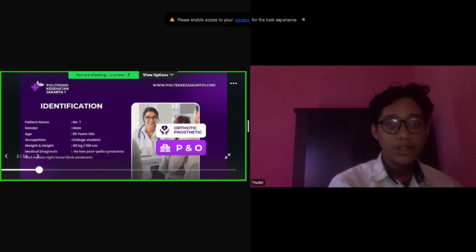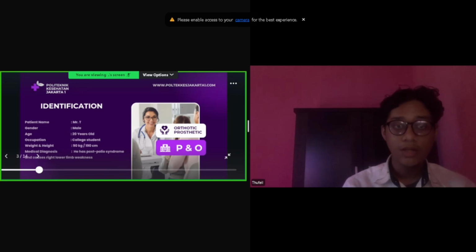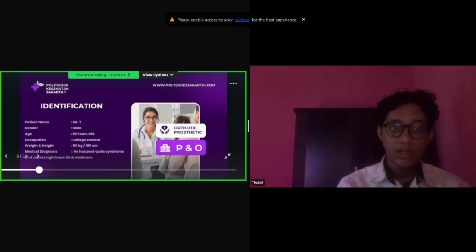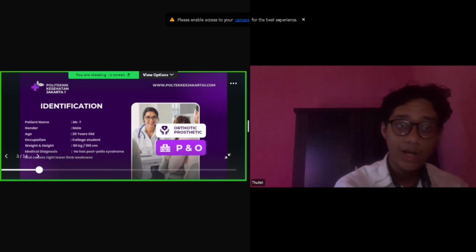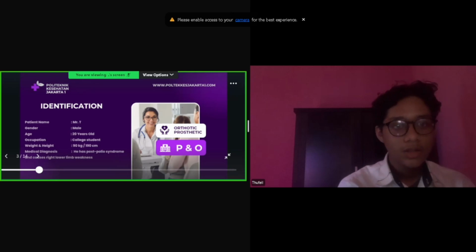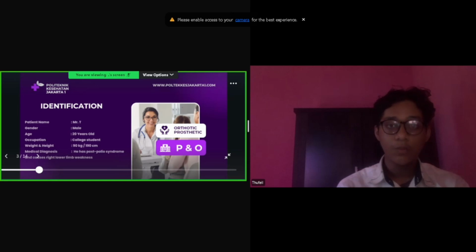And this is the identification that we get from the patient. For the first one, the patient name is Mr. T. For the gender, he is male. The age right now is 20 years old. For the occupation, he is a college student. His height is 190 centimeters, and the weight is 9 kilograms. For the medical diagnosis, he has post-polio syndrome and right lower limb weakness.